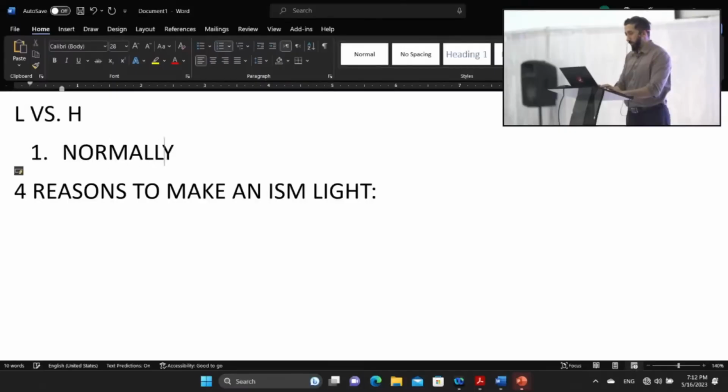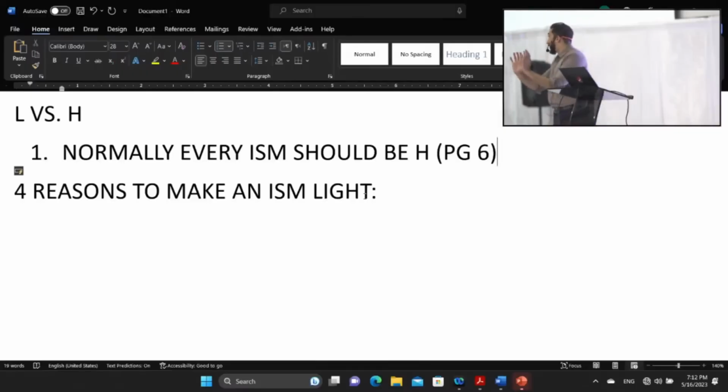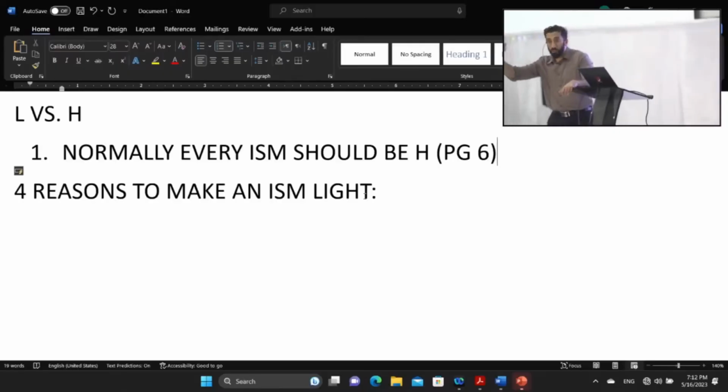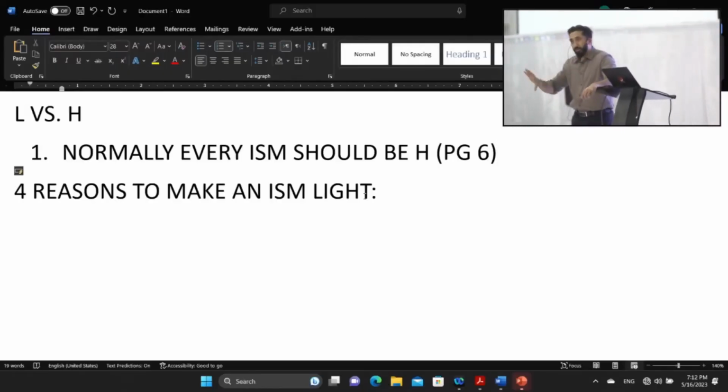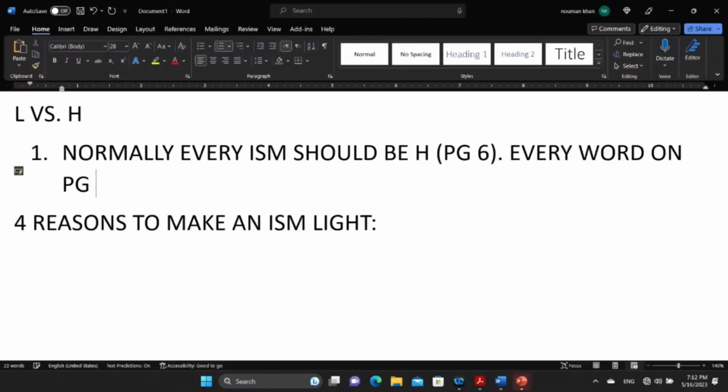Number 1, normally, every ism should be heavy, which is page 6. This is why we memorize page 6. That is our standard for what a heavy ism looks like. Whether it's the first chart or the second chart or even the third chart we didn't cover, every word there on page 6 is heavy. Maybe you should even write that down. Every word on page 6 is what? Heavy.